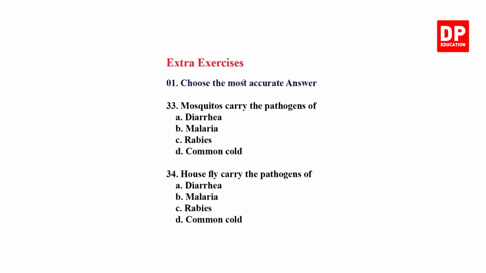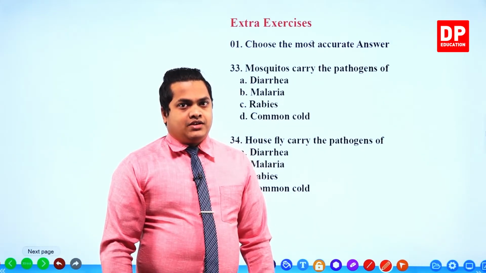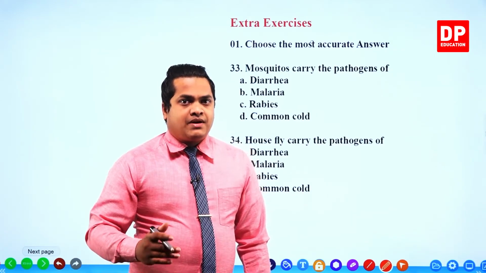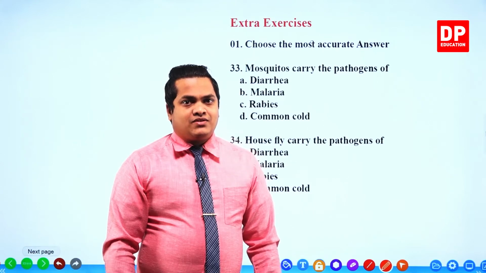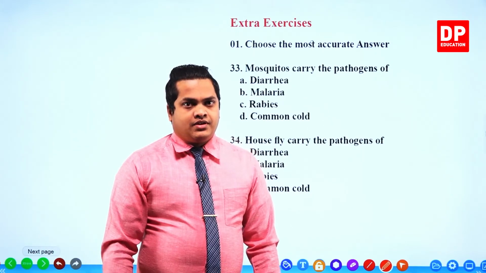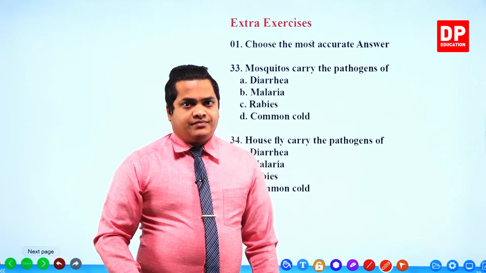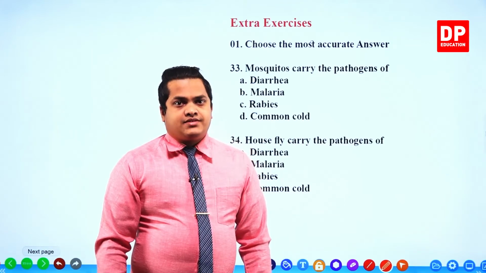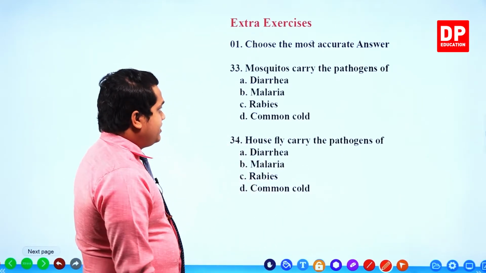Mosquitoes carry the pathogens of diarrhea, malaria, rabies, common cold. Diarrhea is a condition that occurs within our stomach and intestine. So, if a person is having diarrhea, the main symptom that we can observe is passing of fecal materials in the liquid stage. Okay. Mainly this is created because of using contaminated water or food. And this disease condition is mainly spread by a vector. Right. Upon drinking those things also it can spread. But however, flies, house flies are the ones which are responsible in carrying this disease. Okay. So, my dear children, diarrhea is incorrect.